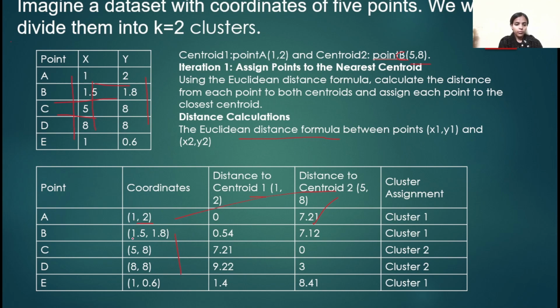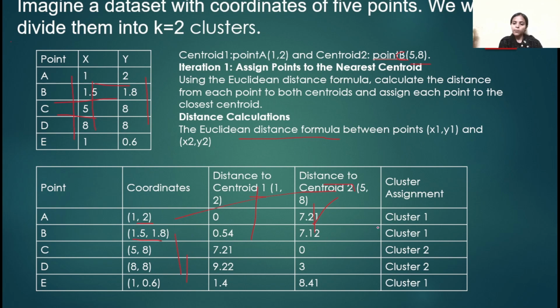Now we will do this for the following coordinates. Here we have coordinates 1.5, 1.8. Now we have to calculate the distance from centroid 1, which is 0.4. Then we will calculate the distance from centroid 2, which is 7.2. We will do the same for the other coordinates as we have done for this one.